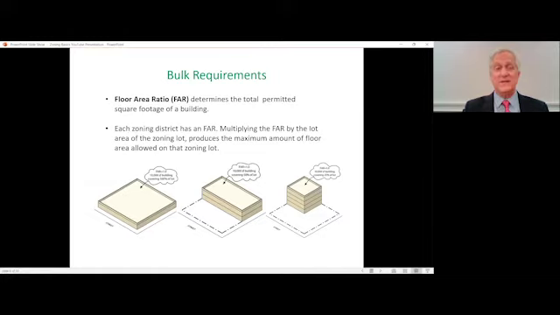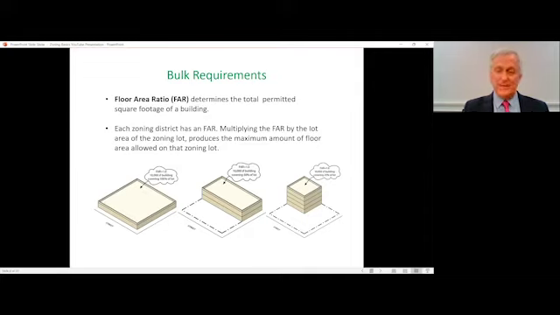For instance, let's say you have a 10,000 square foot site. You have a 2 FAR, you can build 20,000 square feet. You have a 3 FAR, you can build 30,000 square feet. Now, the example down below is a simple example just to give you a sense of how it works. We're going to look at the 3 buildings you see at the bottom here. Assume your lot is 10,000 square feet and your FAR is 1. So you can build 1 times 10,000, which equals 10,000.